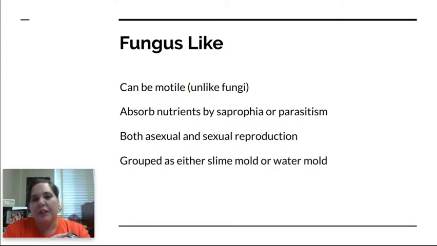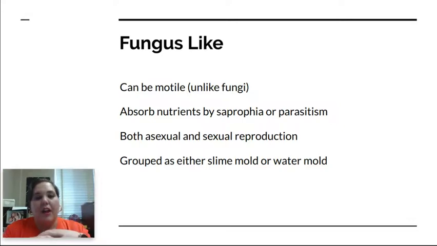The last kind of protist we're going to talk about is fungus-like, and they are super gross little dudes. They can be motile, which means that they can move, so that's different than fungi. They absorb nutrients by saprophytism or parasitism. So being saprophytic means that you digest and absorb nutrients through dead and decaying material. And so that's why they're fungus-like. They're similar to fungus in that way. Unlike fungus, their cell walls are made out of cellulose instead of chitin.